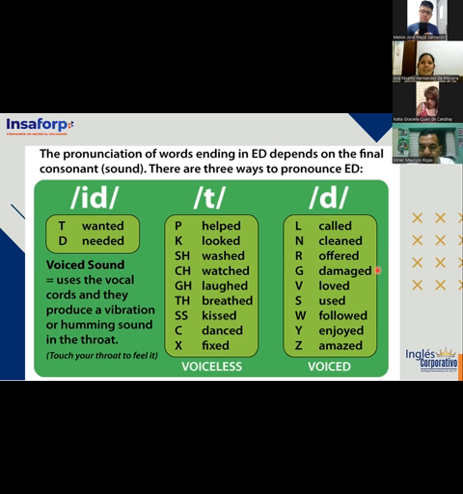Can you send the picture and the voice in the group?